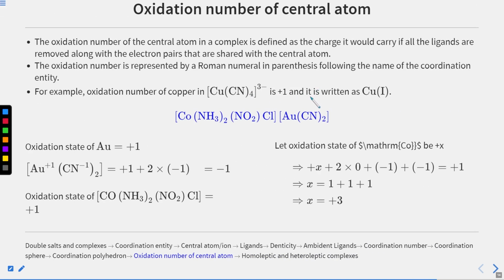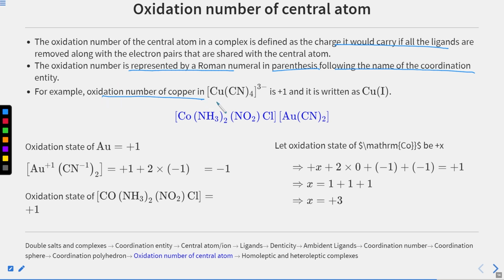Now this is very important. What is the oxidation number of the central atom and how will you calculate it? The oxidation number of the central atom is the charge that is present on the metal ion if all the ligands and the counter ions are removed. So if all those side things are removed, that would result in the charged metal. The oxidation number is represented by a Roman numeral in parentheses following the coordination entity.